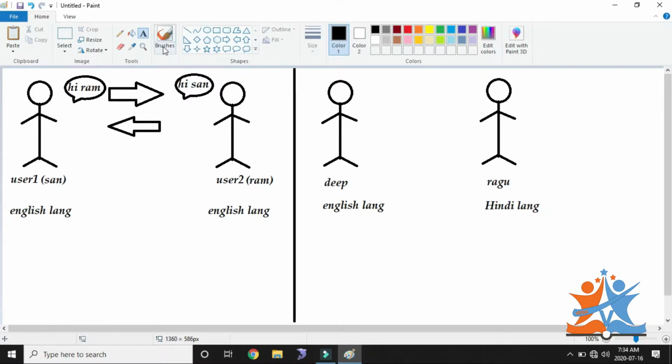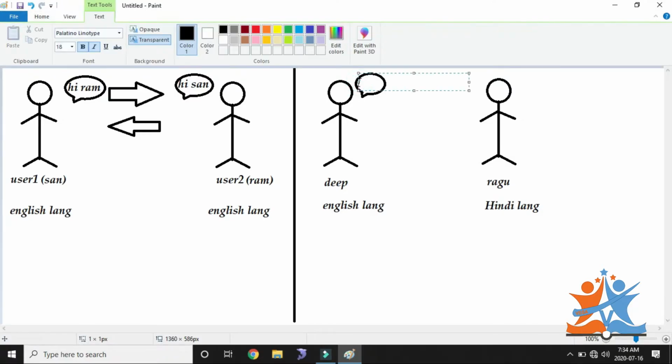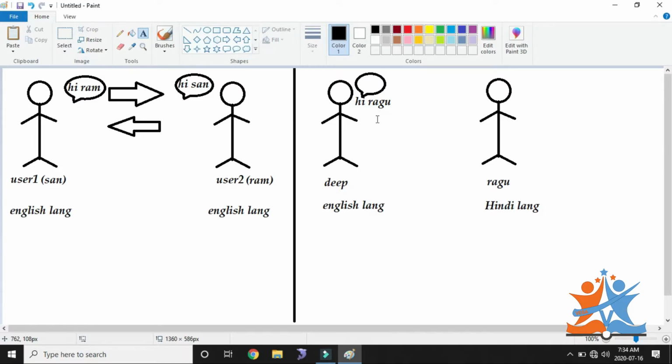So we will check it. For example, here Deep said hi in the English language to Raghu. At this time the information is listened to by Raghu. Raghu does not understand whatever Deep said. So here he is facing one complexity, that he is not understanding that particular language.